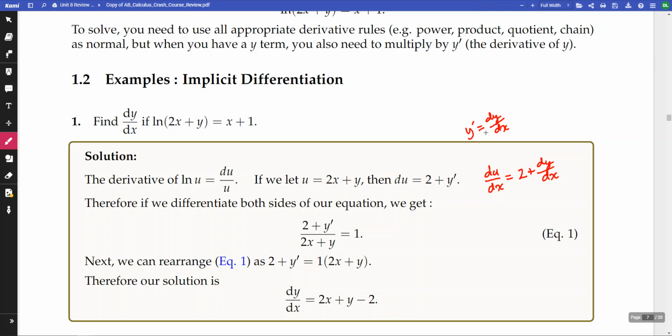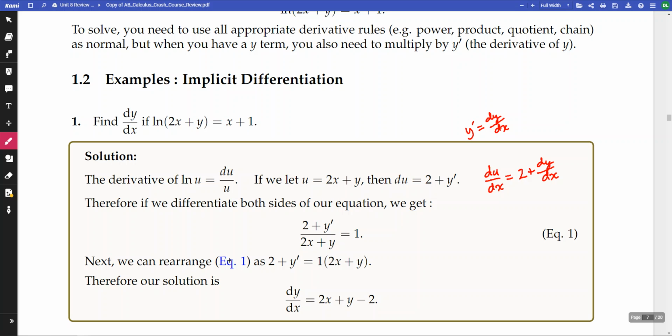So if we differentiate both sides of our equation, the derivative of the natural log of 2x plus y, well, that's that du over u, right? We're going to have 2 plus y prime all over 2x plus y, and the derivative of x plus 1 is simply 1. We'll just call that equation 1.